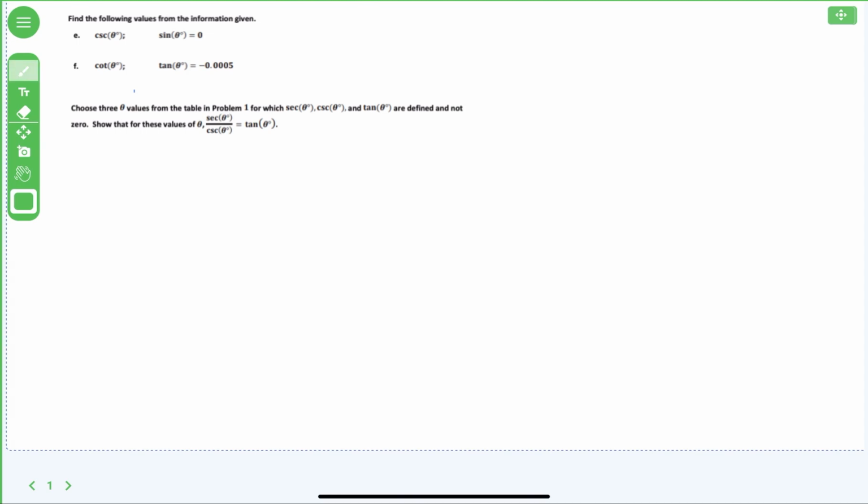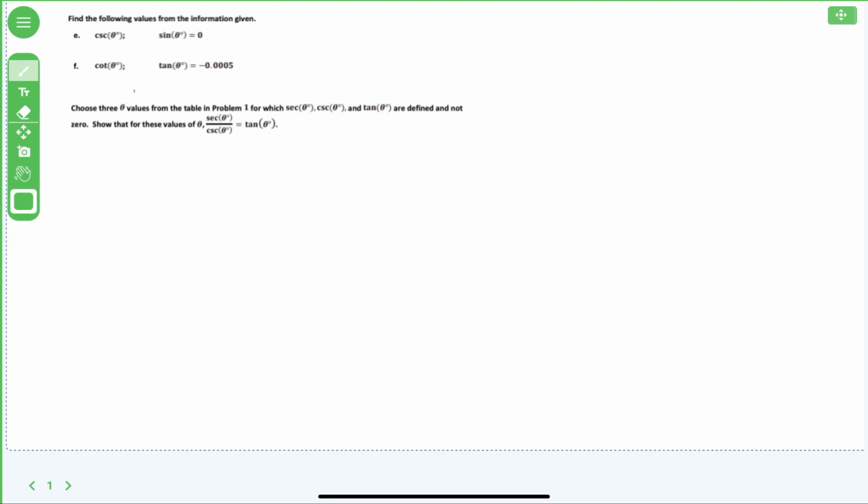This says that we want to find the following values from the information given. So all we're given is that we're looking for the cosecant of theta, okay? But we know that sine of theta is 0, and that tells us a whole lot.